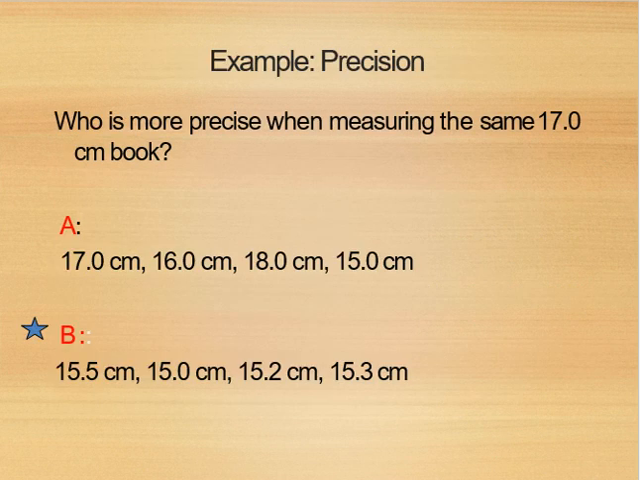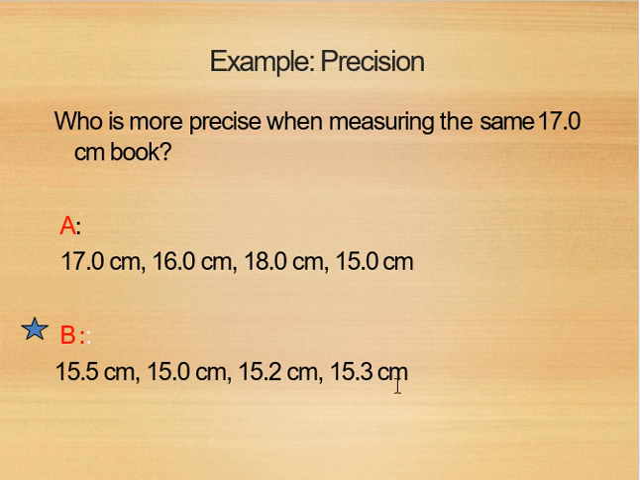Now suppose a 17 centimeter book is given to you. Okay, and if you are told to do the precise measurement, which will be the better option? Or which will be the precise value, rather than the better option? Okay, see here, the more precise measurement will be this one.